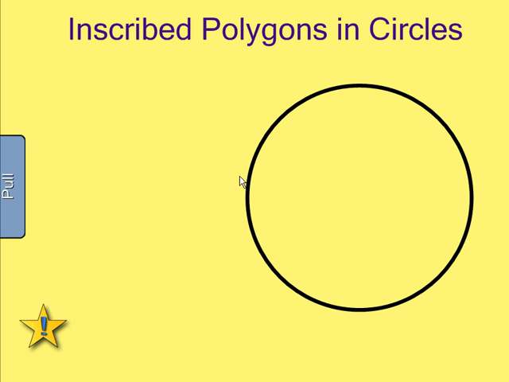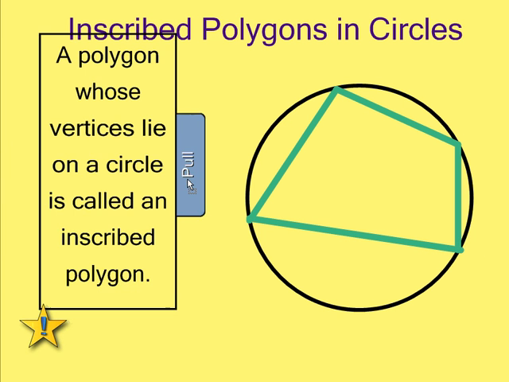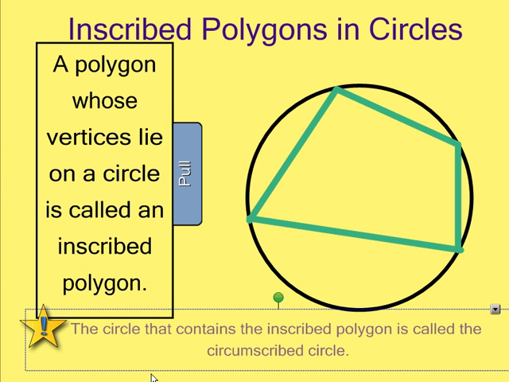We also have inscribed polygons. And an inscribed polygon is a polygon whose vertices are all on the circle. What we also know about inscribed polygons is that a circle that contains that inscribed polygon is called the circumscribed circle. Earlier in semester 1, we talked about a circumcenter, and that has to do with the circumscribed circle. But for the purpose of this unit, you just need to know that if a polygon has all of its vertices on a circle, it's considered to be an inscribed polygon, and the circle that contains it is a circumscribed circle.